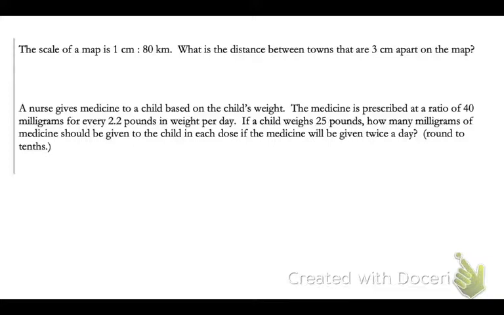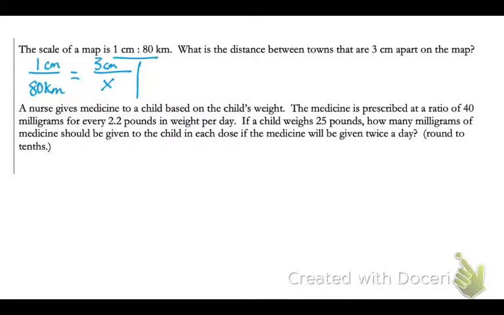So to set up this proportion, first we'll start by setting up our ratio of 1 centimeter to 80 kilometers. And then we'll set that equal to what we're looking for. So we're looking for the distance between towns that we know are 3 centimeters apart. Now, in a proportion, we want to have the same units across from each other. So that means in the numerator of our second ratio, we're going to have the 3 centimeters. And then what we're looking for is the distance, the x number of kilometers.